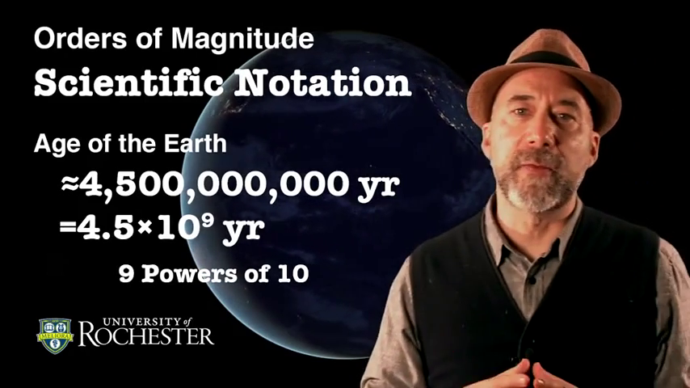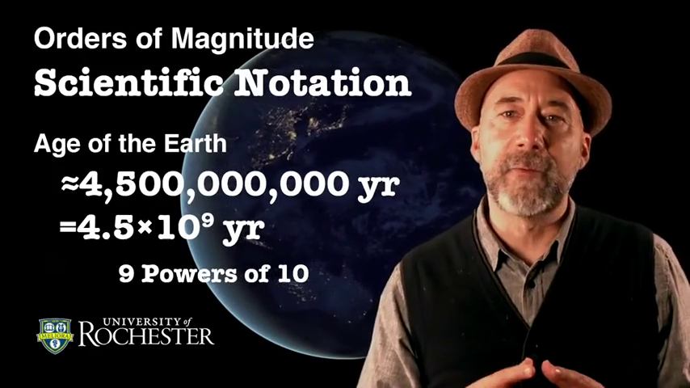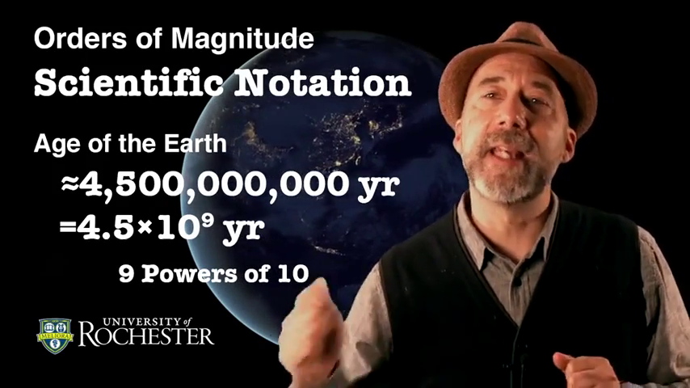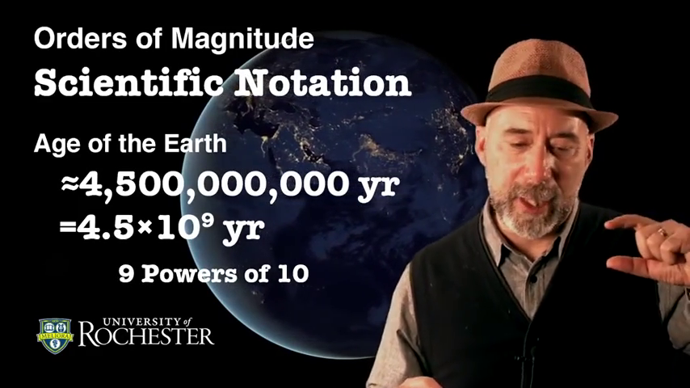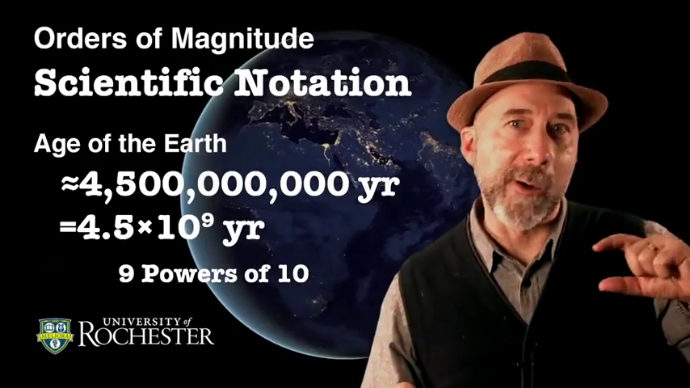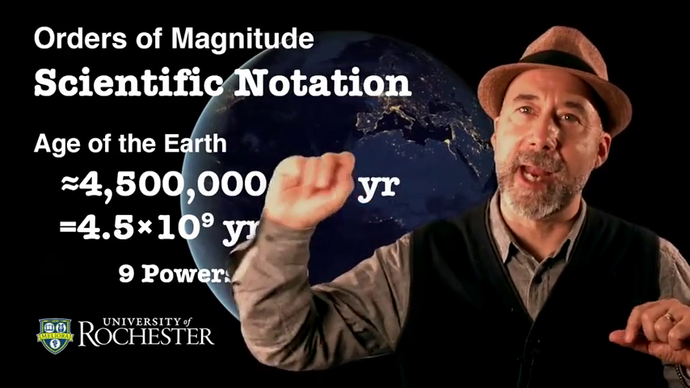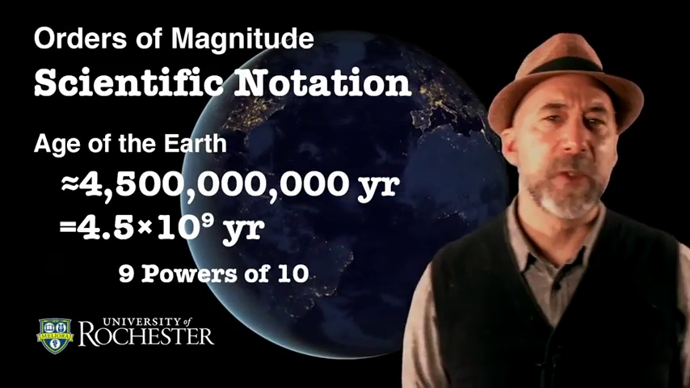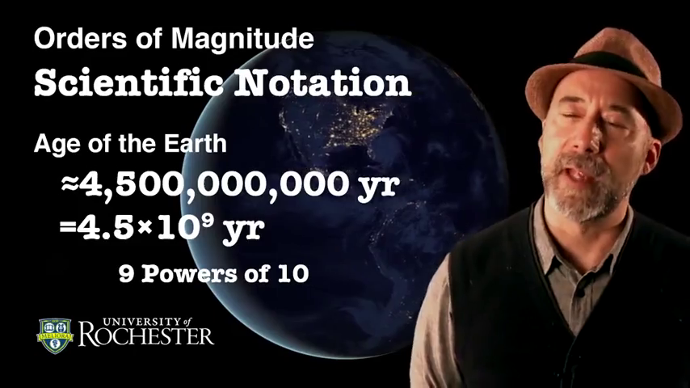So the age of the Earth is 4.5 billion years old, but that gets written as 4.5 times 10 to the 9 years. There's the first part of the number, the 4.5, which tells you where you are in your order of magnitude. But the important part is the order of magnitude, and that's the 10 to the 9. It's the exponent on the 10. So we're talking about 9 powers of 10, essentially, for the age of the Earth.